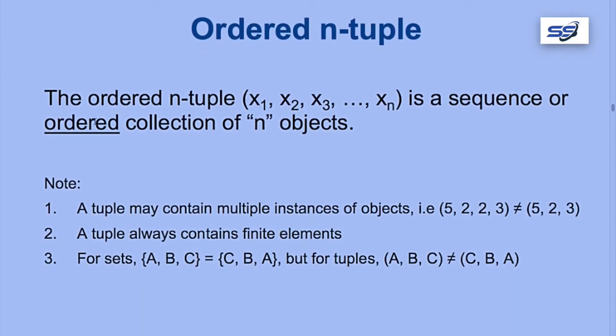N-tuple. (x1, x2, x3, ..., xn) is a sequence or ordered collection of objects. Note: a tuple may contain multiple instances of an object, that is (5, 2, 2, 3) does not equal (5, 2, 3). A tuple always contains a finite number of elements. For example, for sets {a, b, c} = {c, b, a}, but for tuples, (a, b, c) does not equal (c, b, a).